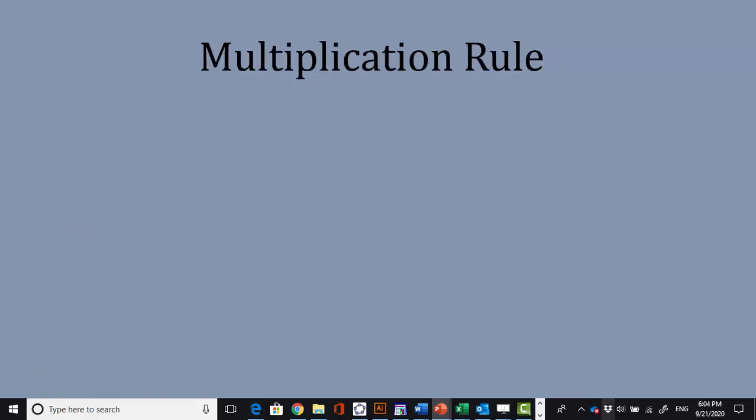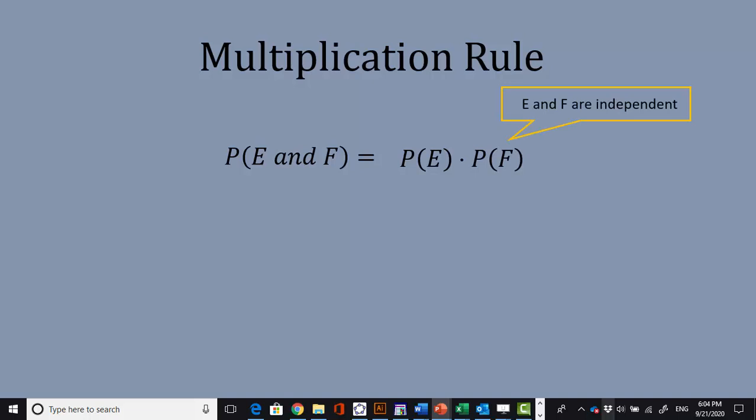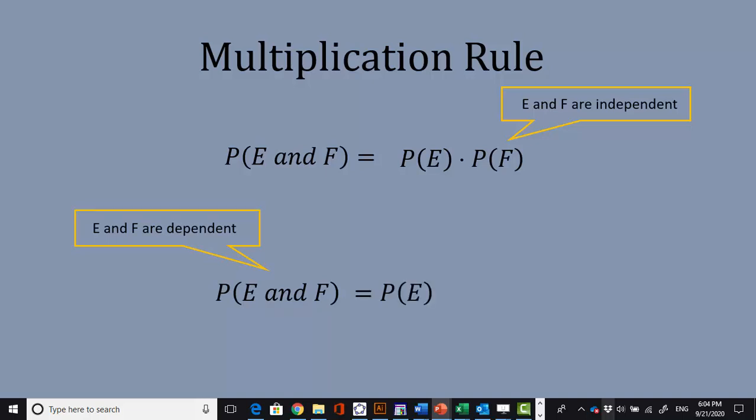Now let's take a look at the formulation of the multiplication rule. If event E and event F are independent, then the probability of E and F both occurring is simply the product of the probability of E and the probability of F. In the case where event E and event F are dependent, the probability of E and F both occurring still equals the probability of E times the probability of F. However, since the probability of F now depends on the occurrence of E, we use the notation P, open parentheses, F, then a little vertical line, followed by the letter E. It is read as the probability of F given E.